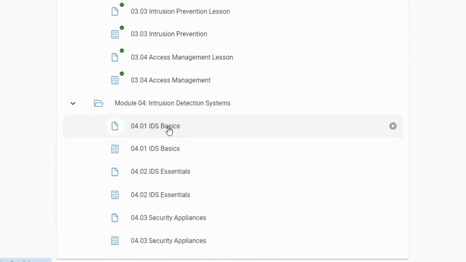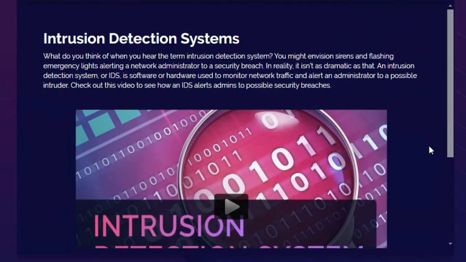intrusion detection. That's a big thing, intrusion detection. It's like someone gets into your system. You need to know it. You need to be able to detect that before they do a lot of damage.